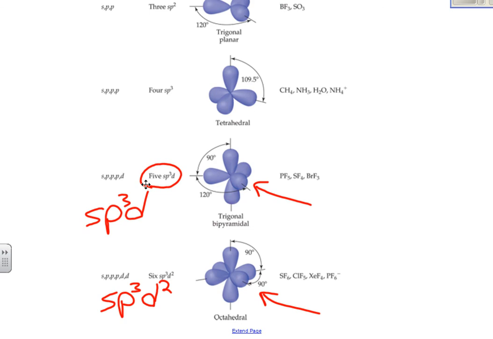Right. So in the next lesson we'll take a look at how we form double bonds using valence bond theory.